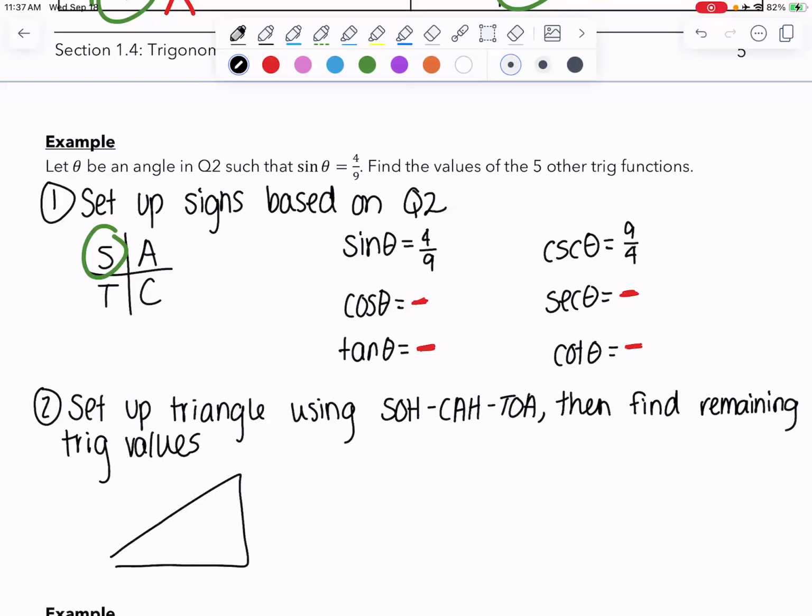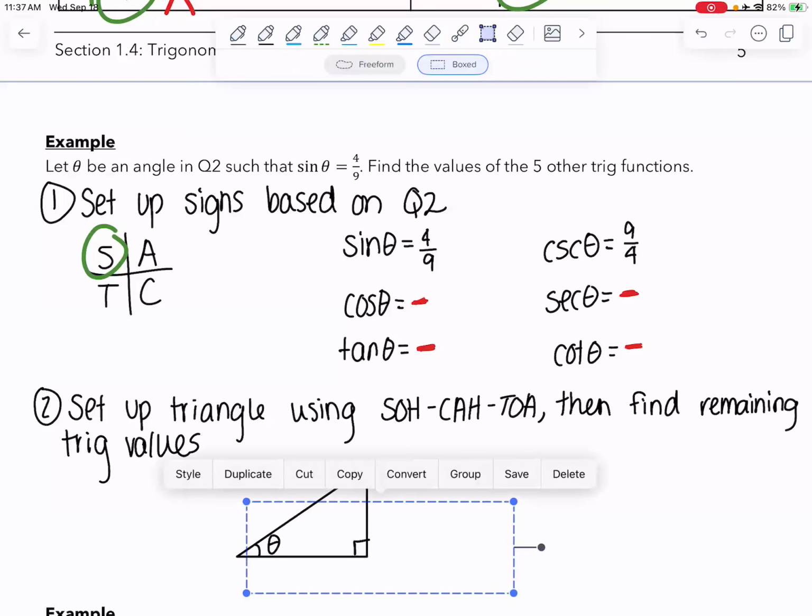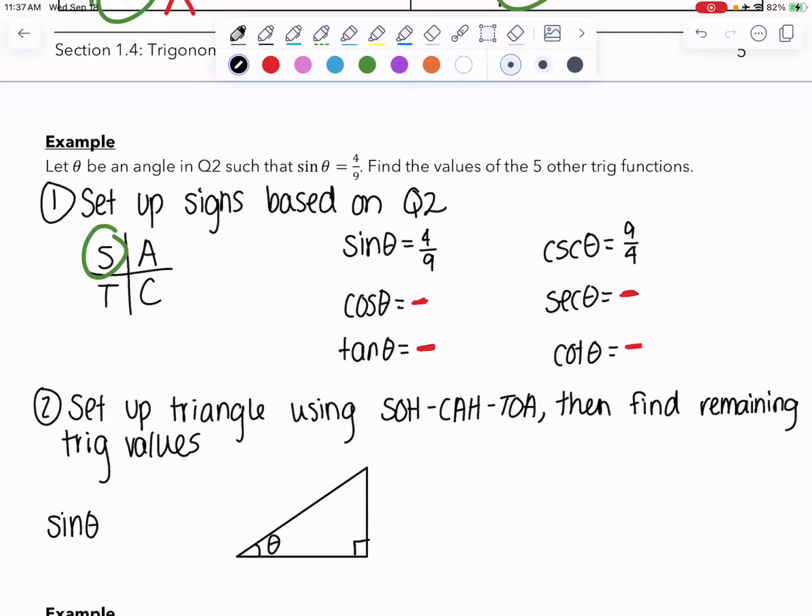All right, I'm going to draw this triangle. You can draw whatever right triangle you want to draw, however you want to draw it. It does not matter. I'm going to put theta down here. Here's what we know. We know that sine of theta is equal to 4/9. And with SOHCAHTOA, sine is opposite over hypotenuse, cosine is adjacent over hypotenuse, tangent is opposite over adjacent. So that means that the opposite side of this triangle is going to be 4, and the hypotenuse will be 9. So opposite 4, hypotenuse 9.